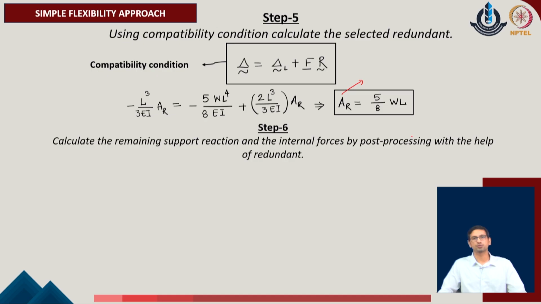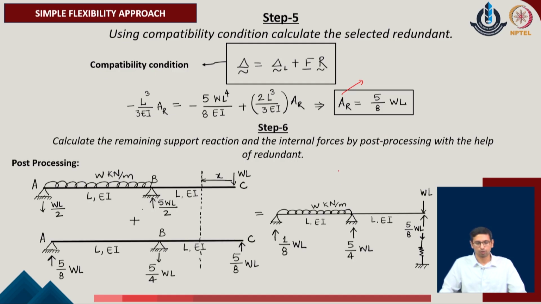Now, as a step 6, we also move ahead with the post processing of the system to evaluate the remaining set of reactions in the given problem. To evaluate the remaining set of reactions in the system, we go back to the same original problem, where we have considered that these are the two systems which we initially considered, the determinate systems, one which is subjected to the external load. So, this is fully known to us, we have a determinate system with every external load known to us. The second system, which was a determinate system with the redundant value, has now been evaluated correctly, because we have evaluated the redundant value in the given system.